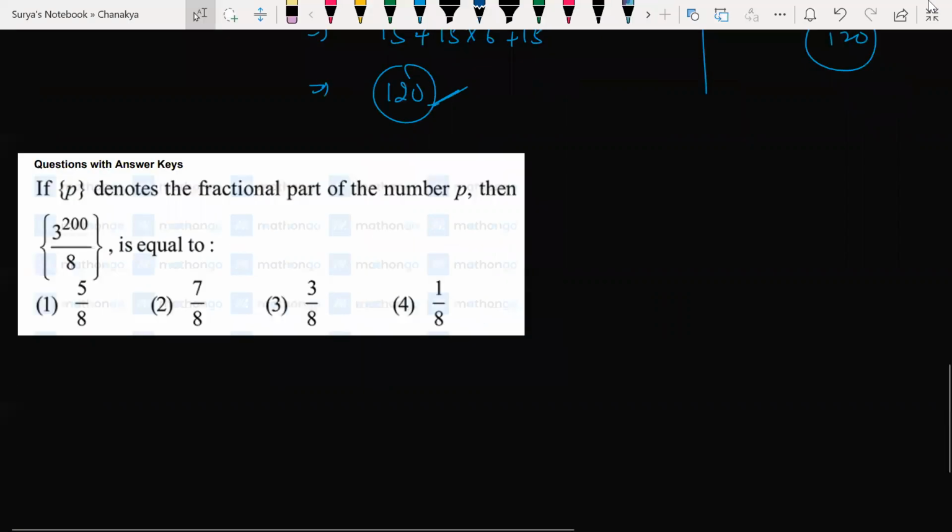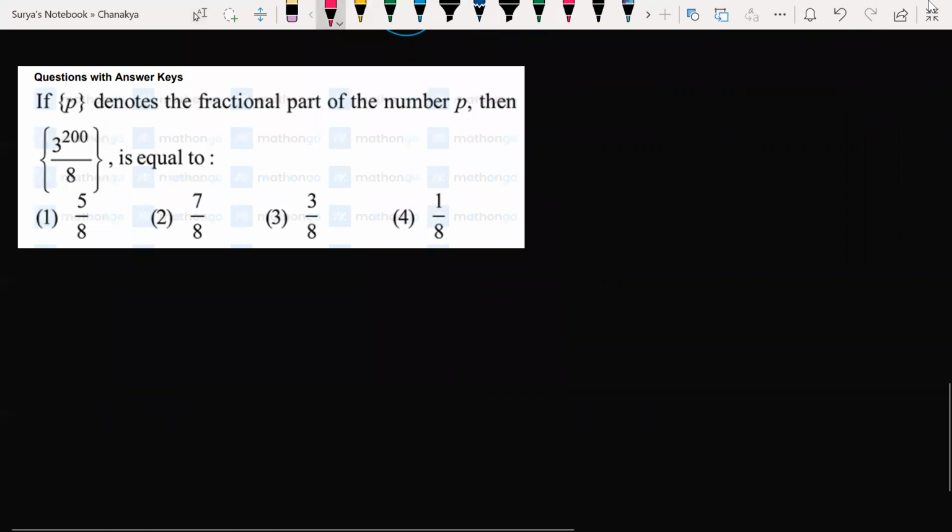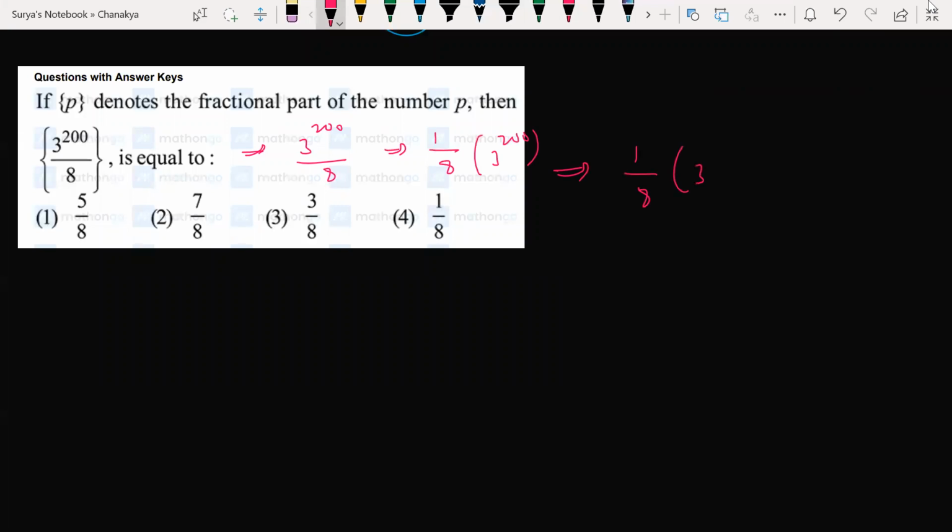Okay, done. Look at this here. Here {P} denotes the fractional part of the number P. Then this is equal to dash. Guys, what formula will I be using here? Look at this: 3 to the power of 200 by 8. Can I write this as 1 by 8 outside, 3 to the power of 200? 3 to the power of 200 can be written as 1 by 8 into (3 to the power of 2) all to the power of 100. Can I write like this? 9 to the power of 100.